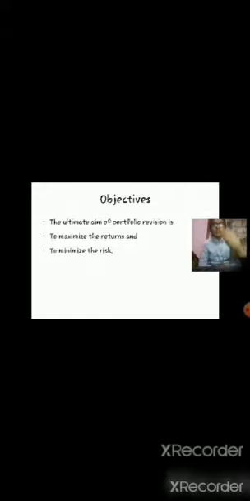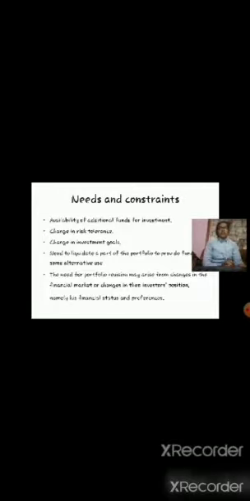Next is needs and constraints in portfolio revision. In this slide, we will discuss the need for portfolio revision. First point is availability of additional funds for investment. Sometimes we have additional funds to invest, and in order to include them in the portfolio, we need to revise that portfolio.